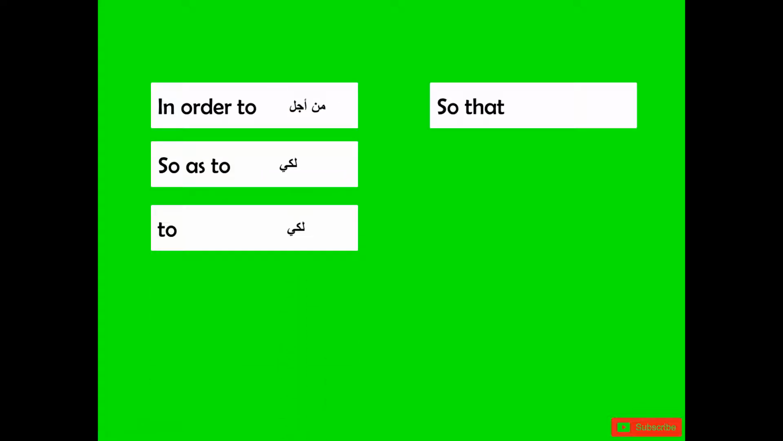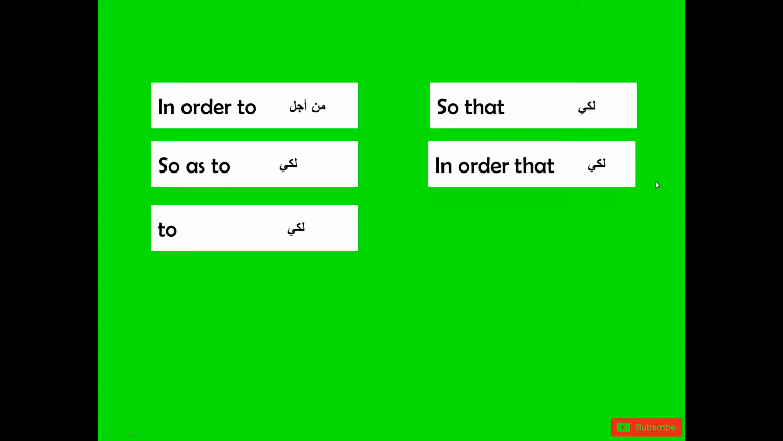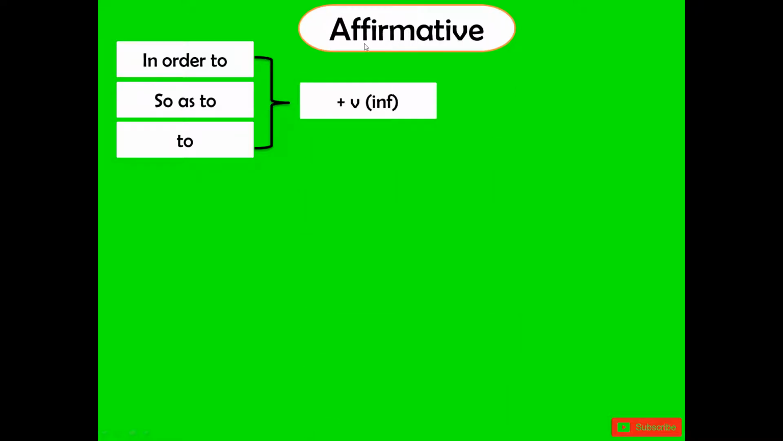We have in order to, من أجل, so as to, so that, in order that. These ones mean لكي in Arabic. And we have for, يعني لأجل. So in order to, so as to, and to are followed by verbs in the infinitive. We are talking here about the affirmative form.